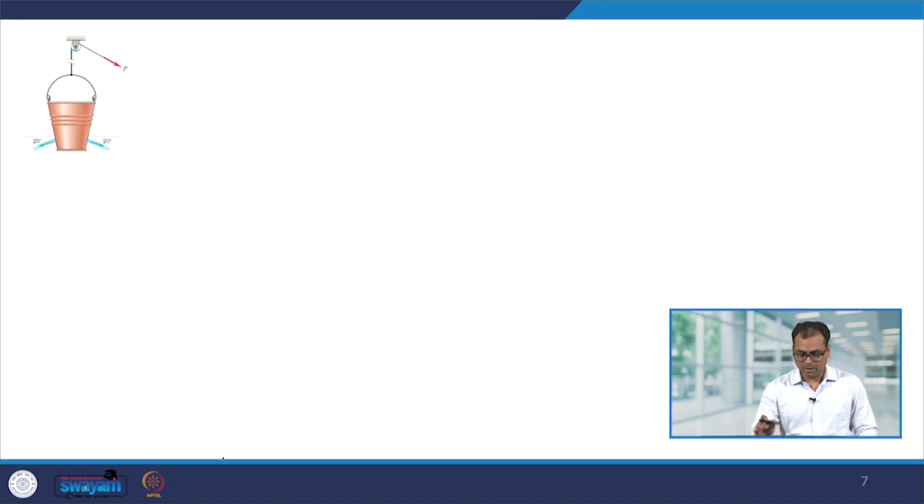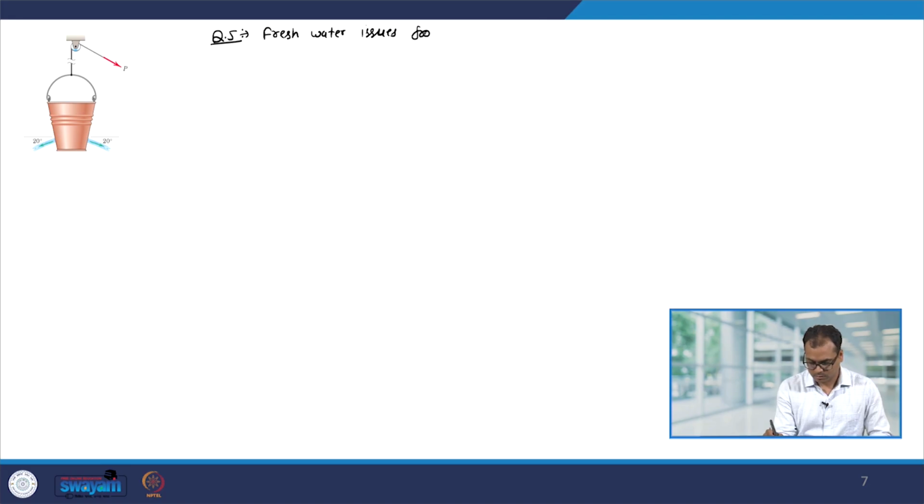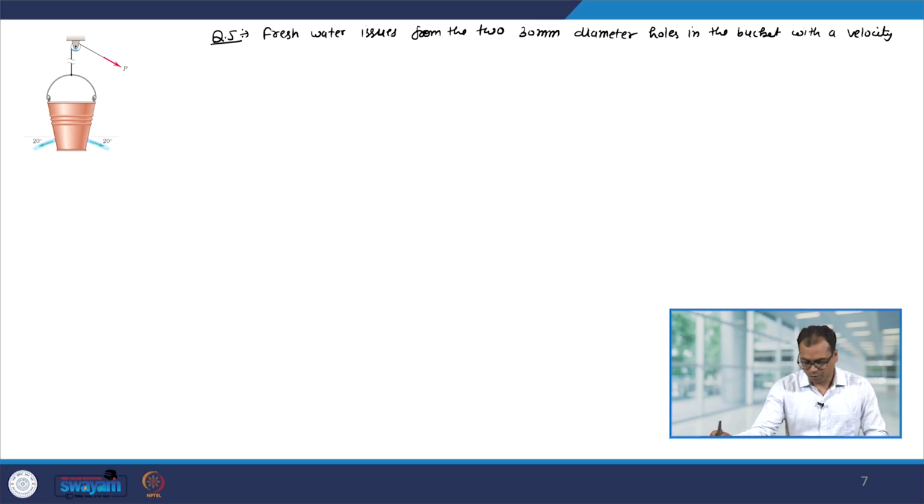Now, let us look at another problem, and the statement is the following: fresh water issues from the two 30 mm diameter holes in the bucket with a velocity of 2.5 meter per second in the direction shown.